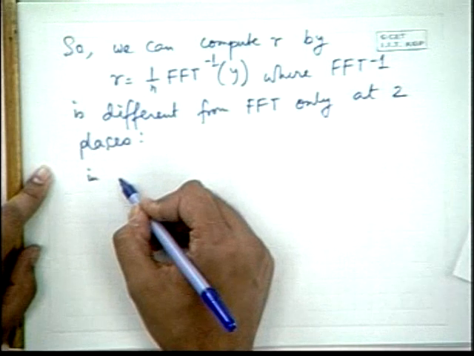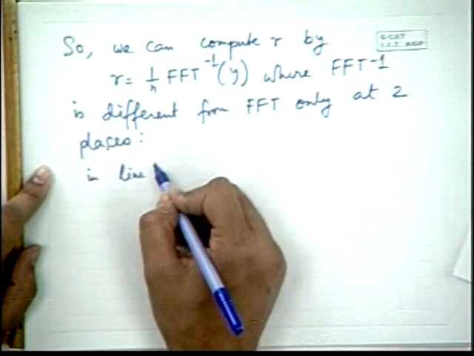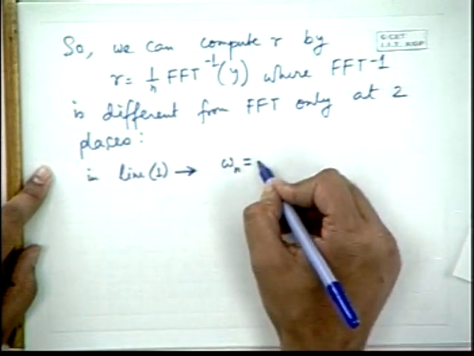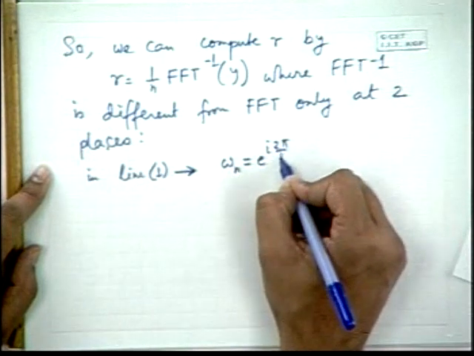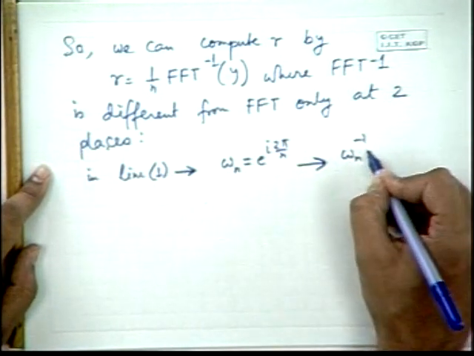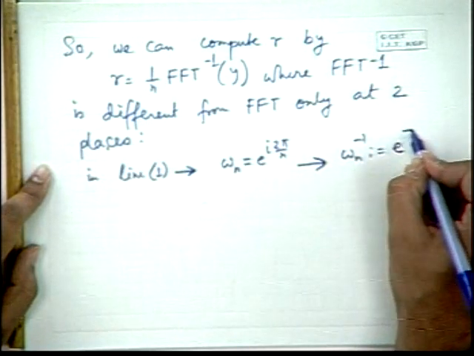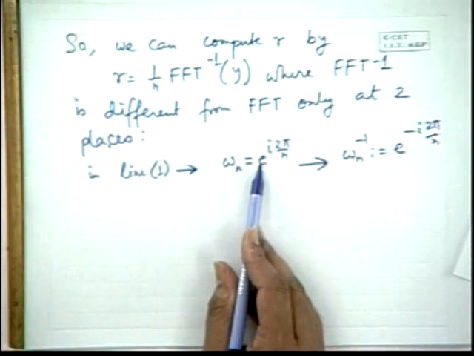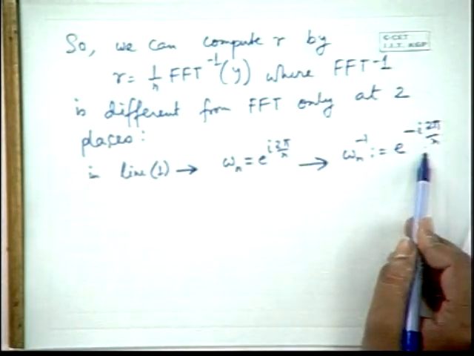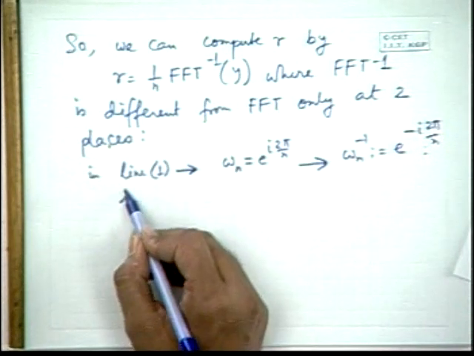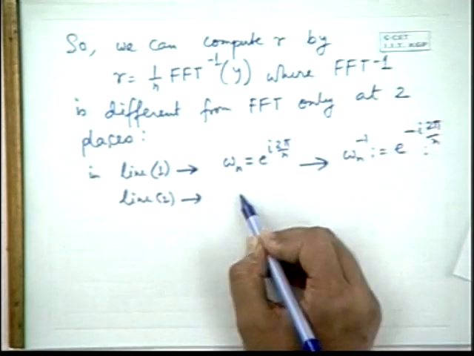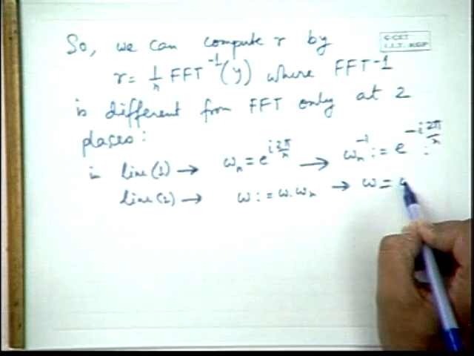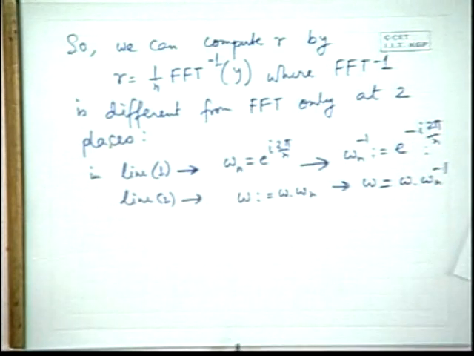In line 1, where we were putting Wn is equal to e to the power 2 pi i by n, you replace this by Wn inverse, where you use e to the power minus i pi over n. You are initializing Wn is equal to e to pi i over n. Here you just initialize with this. And there is another place, line 2, where you need to change W is equal to W times Wn, that you write W is equal to W times Wn inverse.